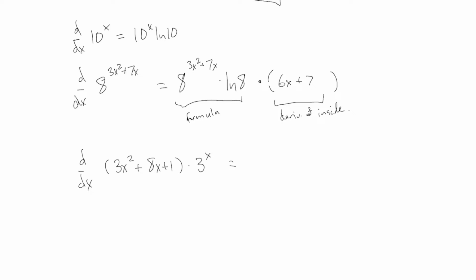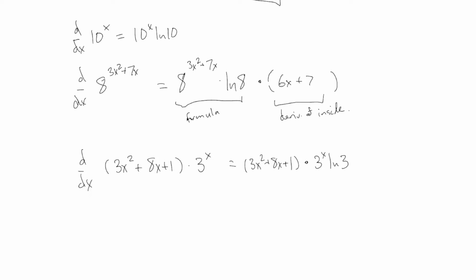It is the first thing like it is, that's 3x squared plus 8x plus 1, times the derivative of the second thing, and the derivative of 3 to the power x is the first formula in the box up there. No longer visible, but it's 3 to the x ln of 3.